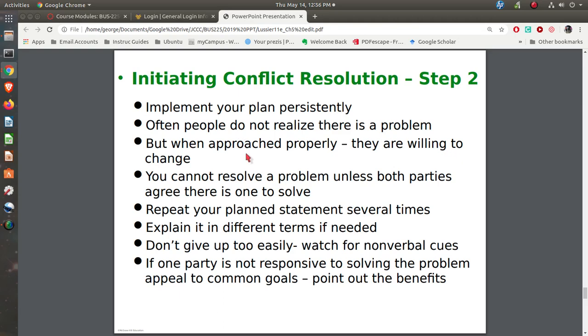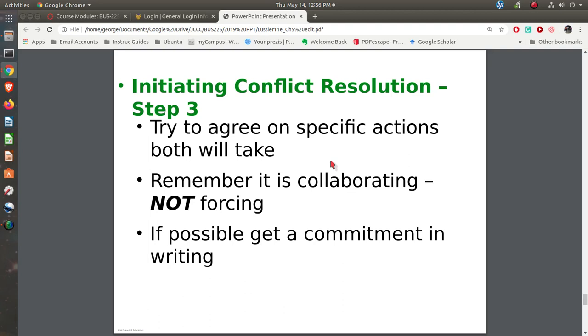You want to think about your plan and implement that persistently. When people are approached properly, with respect, and with that kind of XYZ approach, they're much more willing to be open to having some sort of change, or at least listening. You can't resolve the problem unless both parties agree that there is one to solve. You have to find out what is the key problem that's actually going on there. Try to agree on the specific actions that both will take.